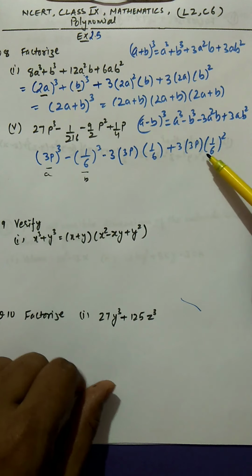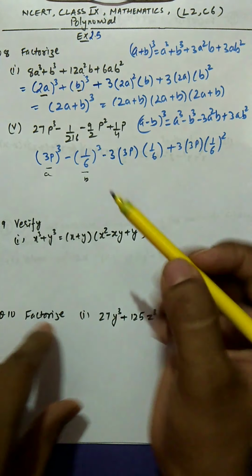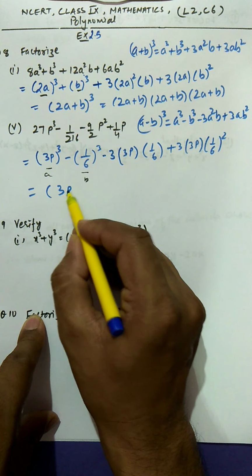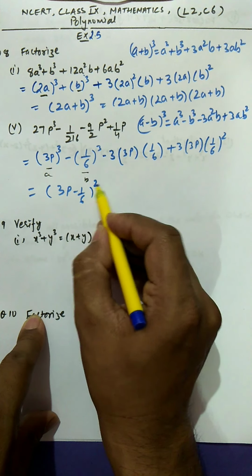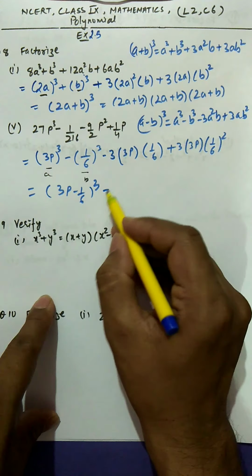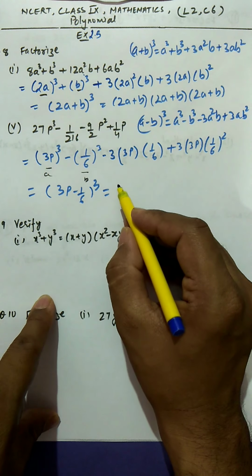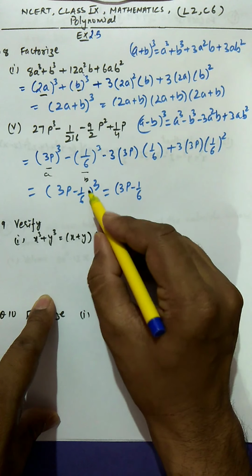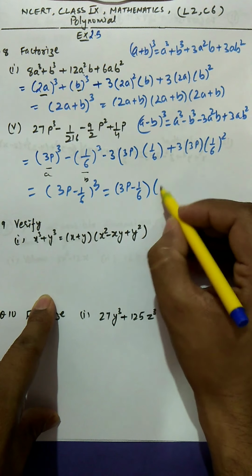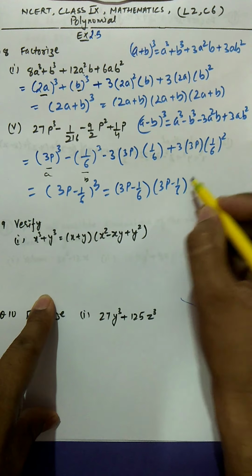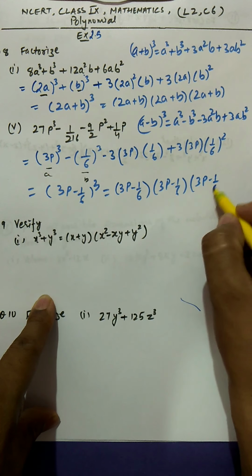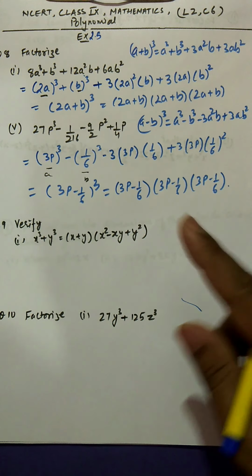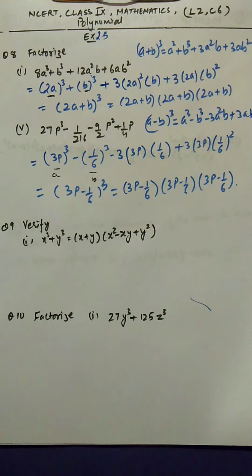If you simplify them, you will get these terms, but no need to simplify them again. Now you can write this as 3p minus 1 by 6 whole cube. That can be written thrice, as I told you earlier also, or you can just write 3p minus 1 by 6 whole cube. So that's okay. So this is the answer, you have done the factorization of this part.